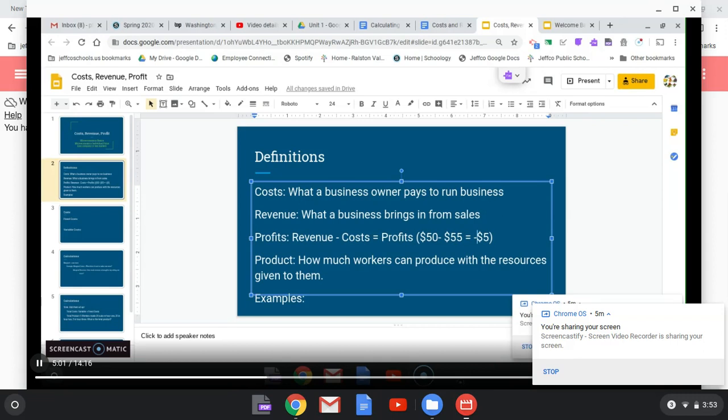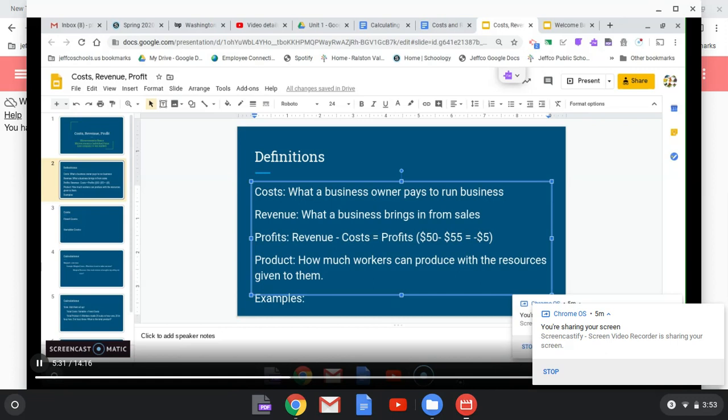Product, the last one, is just how much workers can produce with the resources given to them. So, for instance, I worked at Subway for years. I am a master sandwich artist. So, let's say in a 1 hour shift, I can make 50 subs. So, my product would be 50. But let's say Mr. Chamberlain comes over and he's not nearly as good and he can only make 30 subs in an hour. So, his product would be 30 for the hour. Understand? So these are all the basic definitions of things that we calculate with microeconomics.